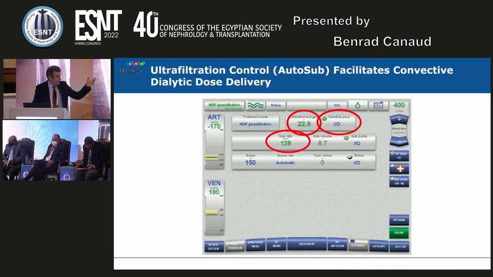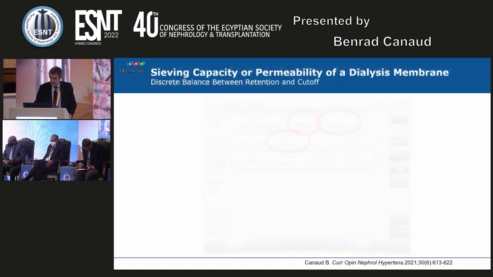This is easy on the machine. You can just select the auto substitution system, so the machine will do the job for you, so it's a completely automated system.